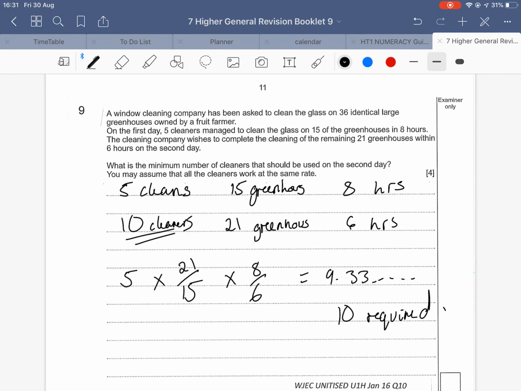So you do your 2 fractions. So you do the one you don't know. So you just want times by 2 fractions. This one over this, then this over this.